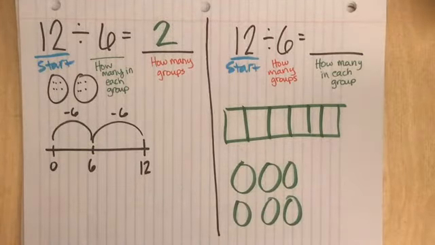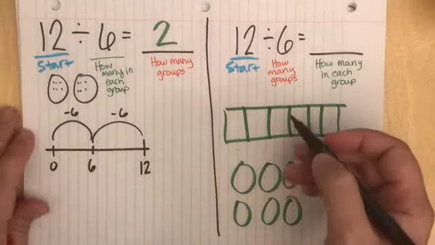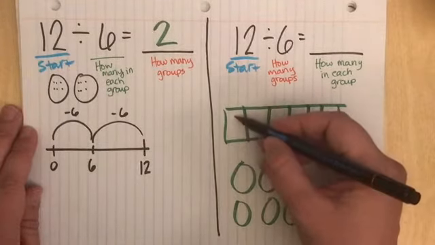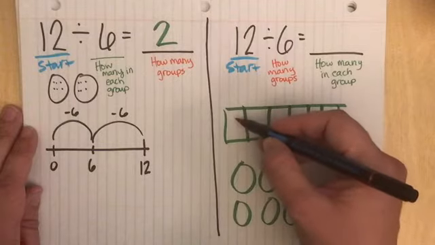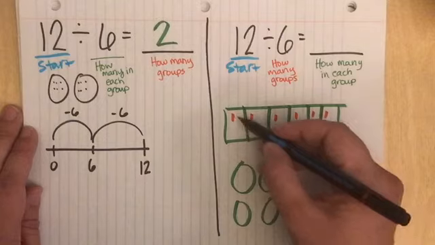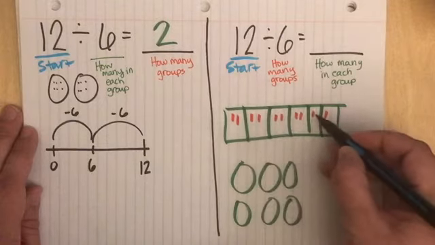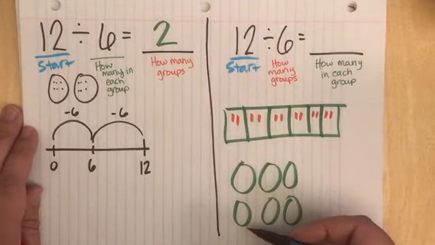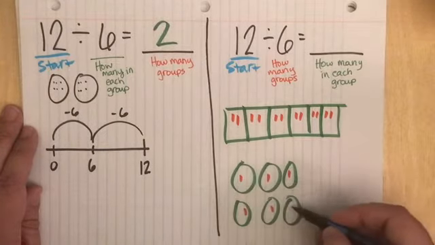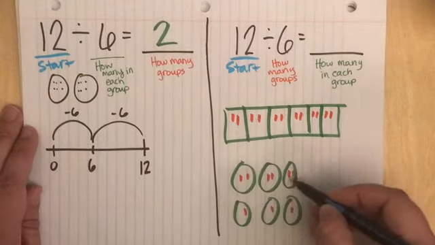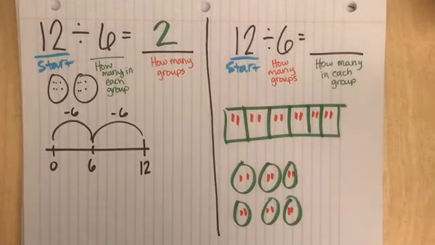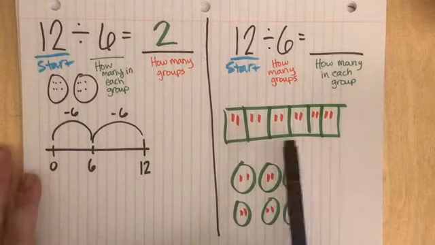And then we're going to pass them out one at a time until they're all passed out. So I have 12 strawberries. So 1, 2, 3, 4, 5, 6, 7, 8, 9, 10, 11, 12. I would do the same thing here. So 1, 2, 3, 4, 5, 6, 7, 8, 9, 10, 11, 12. So I make sure to draw my dots neatly, organized.